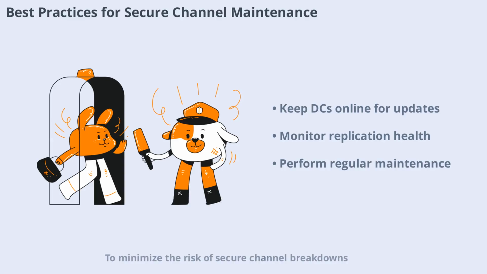To minimize the risk of secure channel breakdowns, ensure domain controllers are regularly online to receive password updates. Monitor replication health and address errors promptly. Regular maintenance and monitoring can prevent many common issues that require netdom reset.